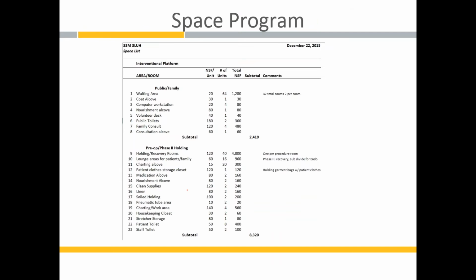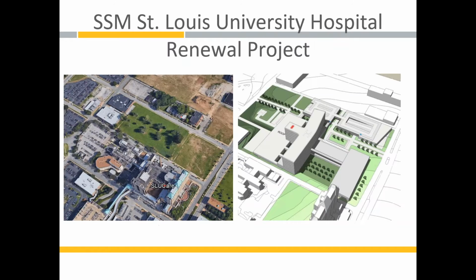What we had to do in terms of our work at this phase was develop what's called a space program, and that's to identify every square foot of space and the major functions of that space that would be involved in the interventional platform at St. Louis University. We're dealing with hundreds of rooms and areas that would need to be accommodated.